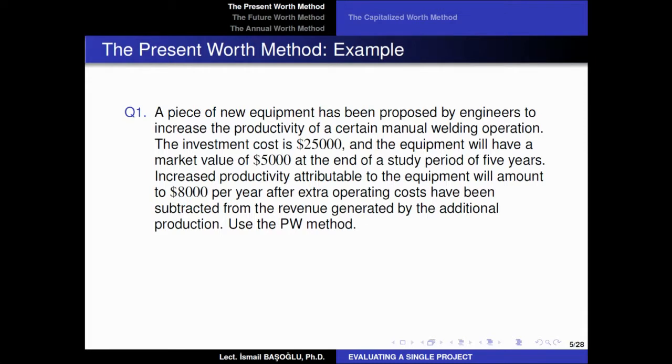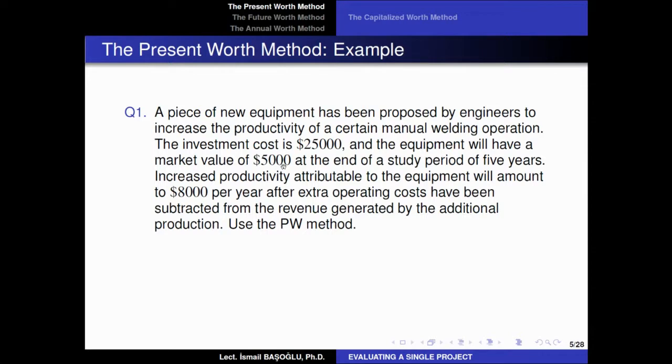So at the end of a study period of 5 years, you are going to be able to sell it for $5,000. So this $25,000 is a cost, an initial cost that you need to pay in the beginning, and this $5,000 is a revenue, a value that you are going to be able to get at the end of 5 years.